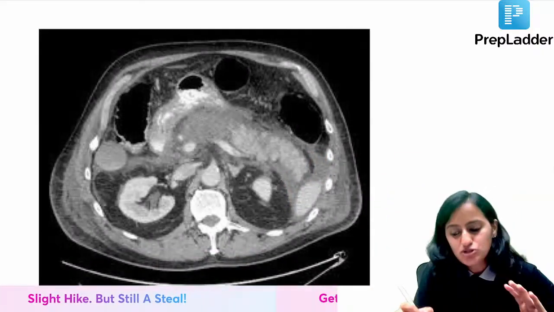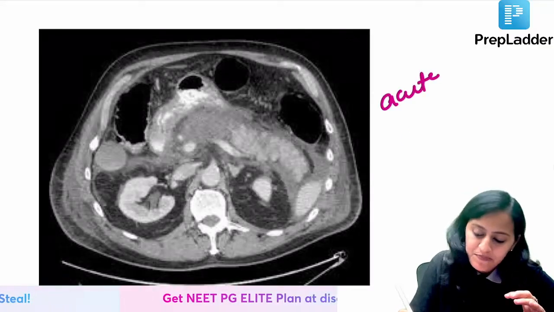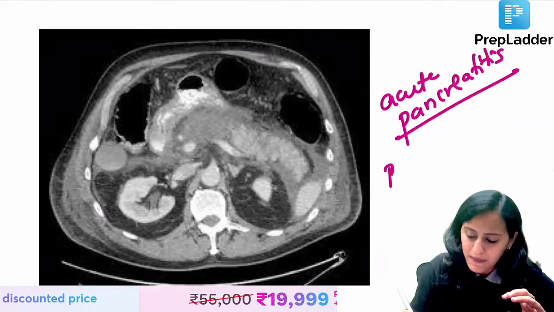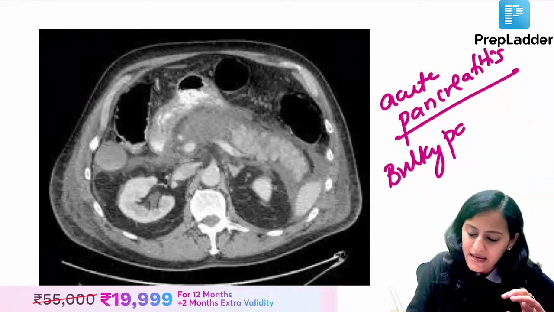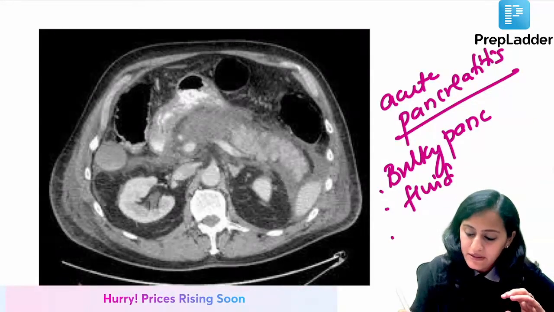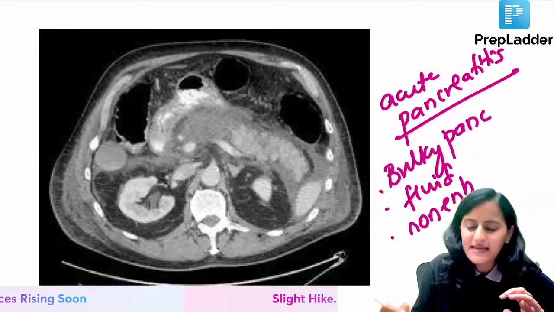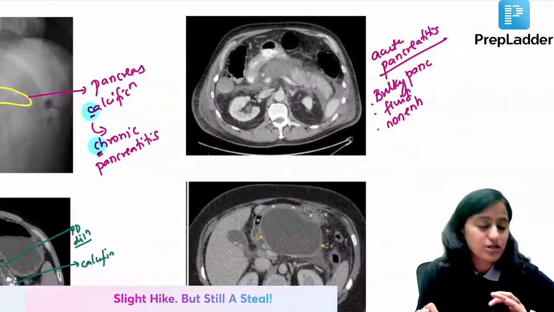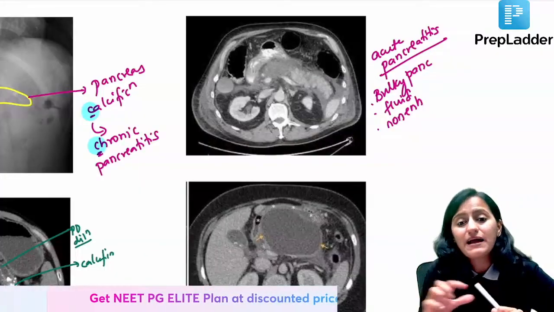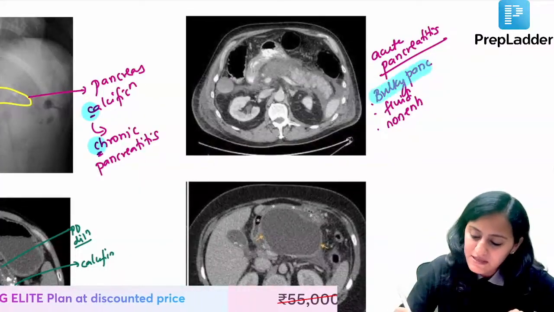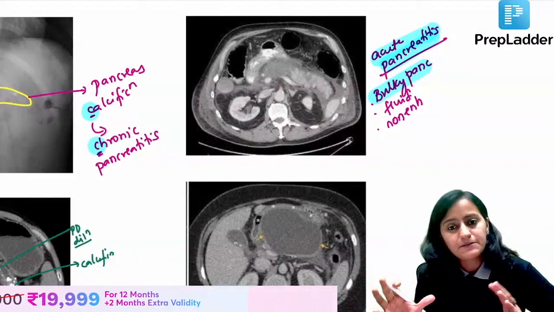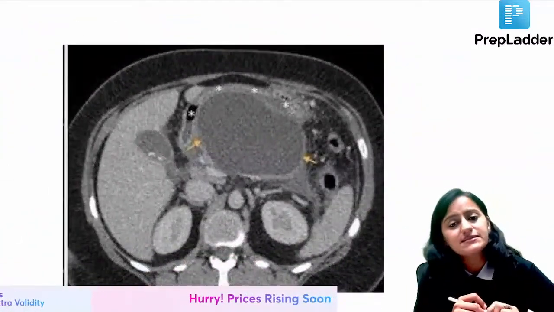The pancreas looks more bulky. Remember, this is acute pancreatitis. Acute pancreatitis: there is bulky pancreas with surrounding fluid. There can be non-enhancing areas telling you there is necrotizing pancreatitis. So this is acute pancreatitis, one of the NEET PG exam questions. Acute pancreatitis, pancreas is bulky. Chronic pancreatitis, pancreas is atrophic.